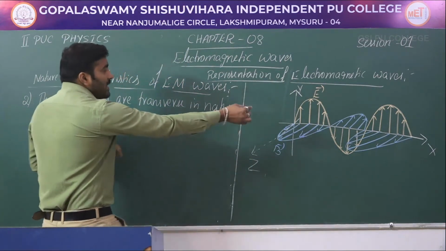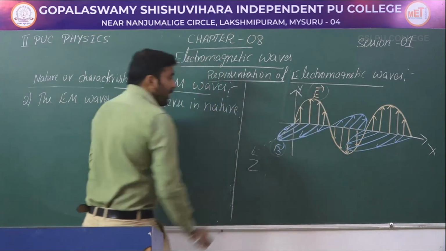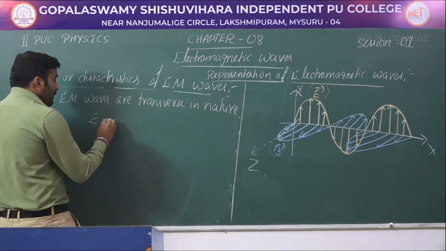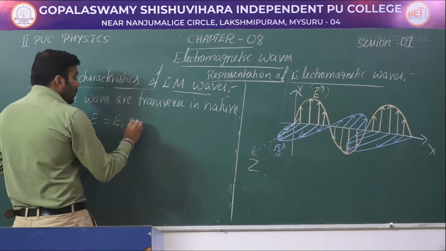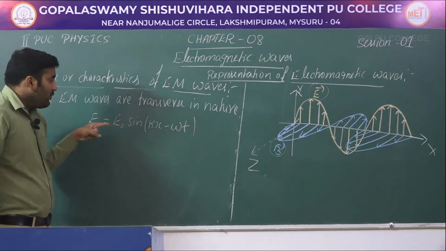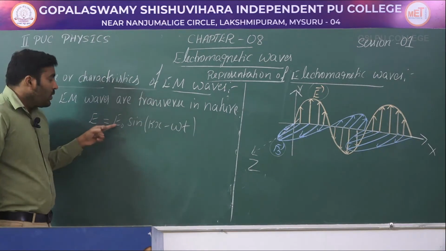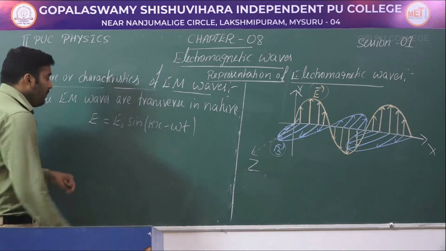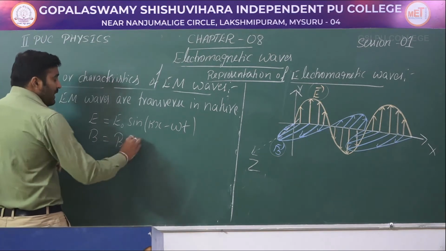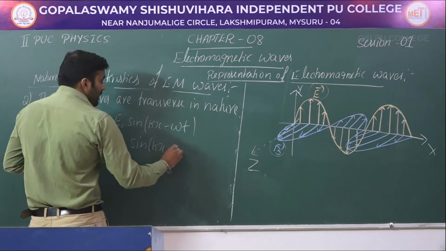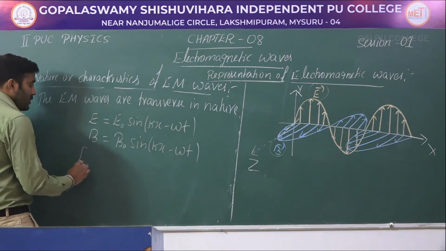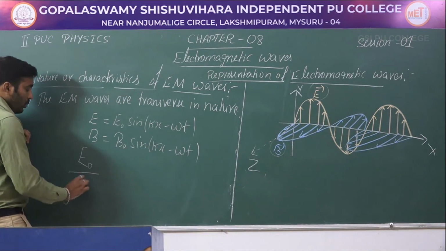And I said that this is the electric field vector and this is the magnetic field vector. So what are the values of these electric and magnetic field vectors? The electric field vector is given by E is equal to E naught into sine of kx minus omega t. And the magnetic field vector B can be written as B naught into sine of kx minus omega t. A very important observation here is the ratio of E naught to B naught.